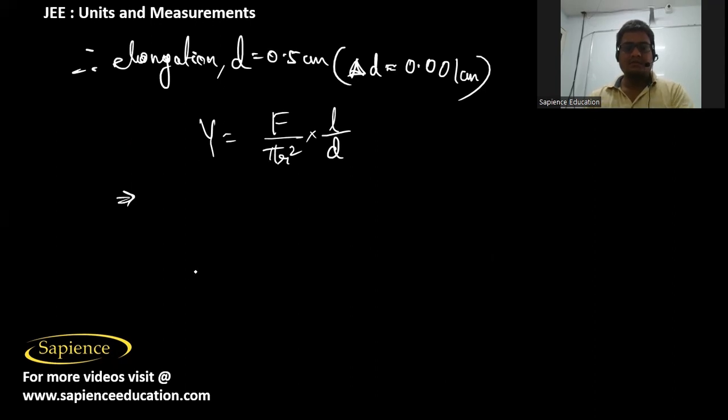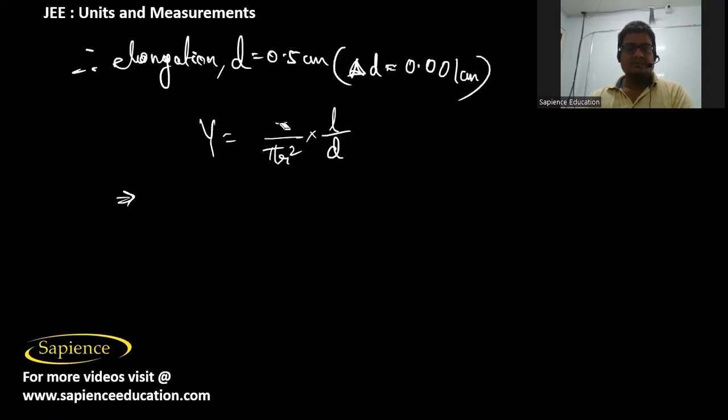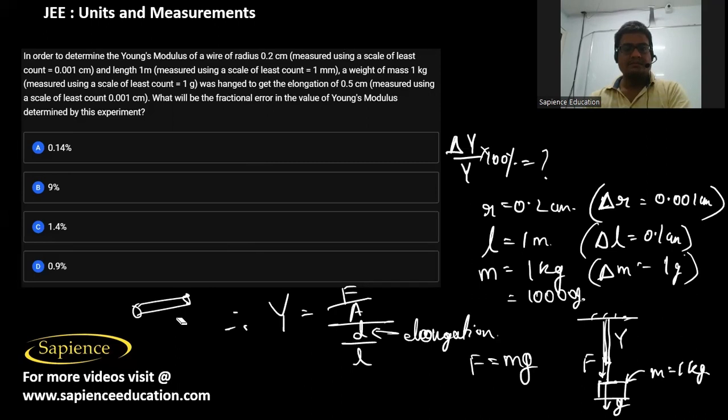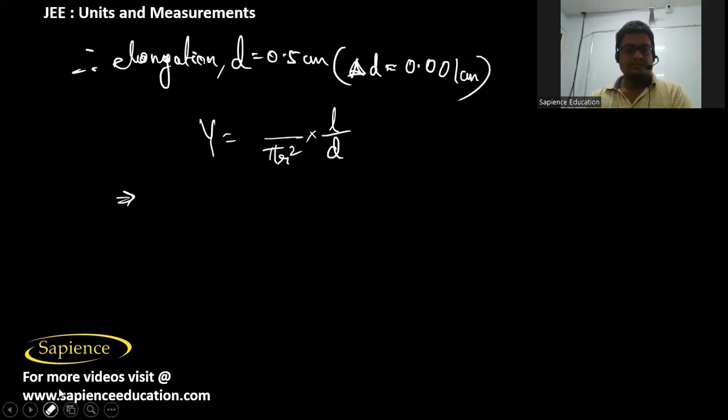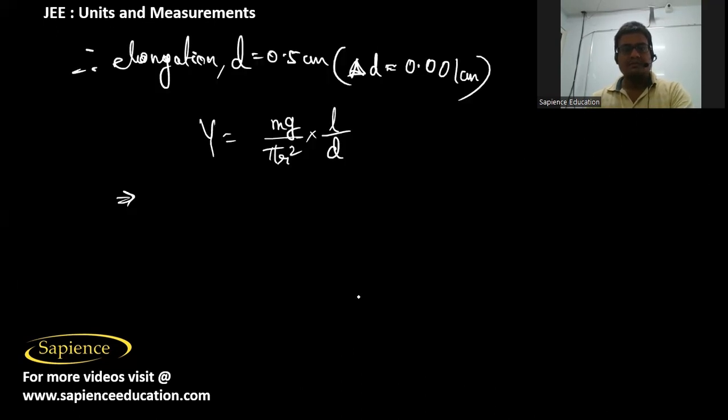And here the force applied is mg actually. And here g and pi are constants. F is equal to mg, where m is the mass of the object which has been hung at one end of the wire to obtain the elongation of the rod. So therefore Y is m, this g by pi, this is a constant.